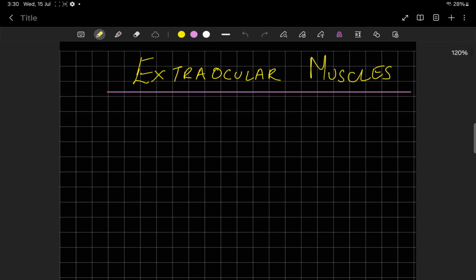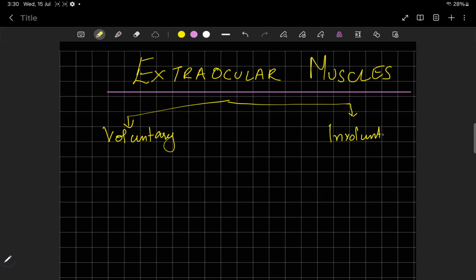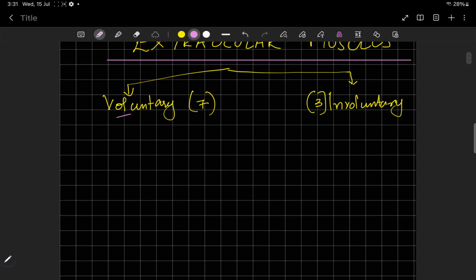Coming to the topic, the first step is that we can divide the extraocular muscles into two: voluntary muscles and involuntary muscles. The voluntary muscles are 7 in number and the involuntary muscles are 3 in number. The voluntary muscles can again be divided into two: the ones that move the eyeball and the ones that move the eyelid, specifically the upper eyelid.